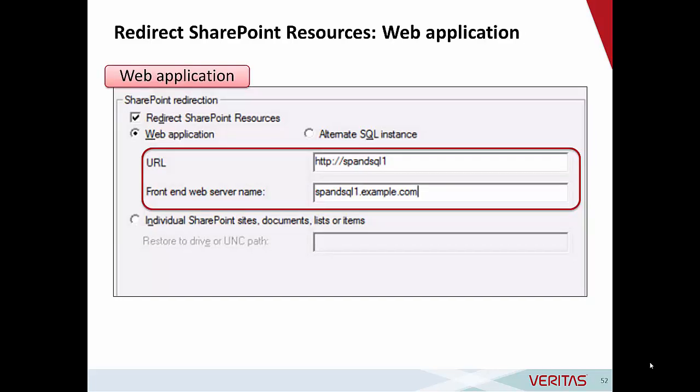Here's a few examples. In the first one here, we're going to redirect the restore of a web application to another web application. So in the URL box, I specify the URL of the destination site, and in the front-end web server name box, I specify the host name of the web server to which I wish to redirect.